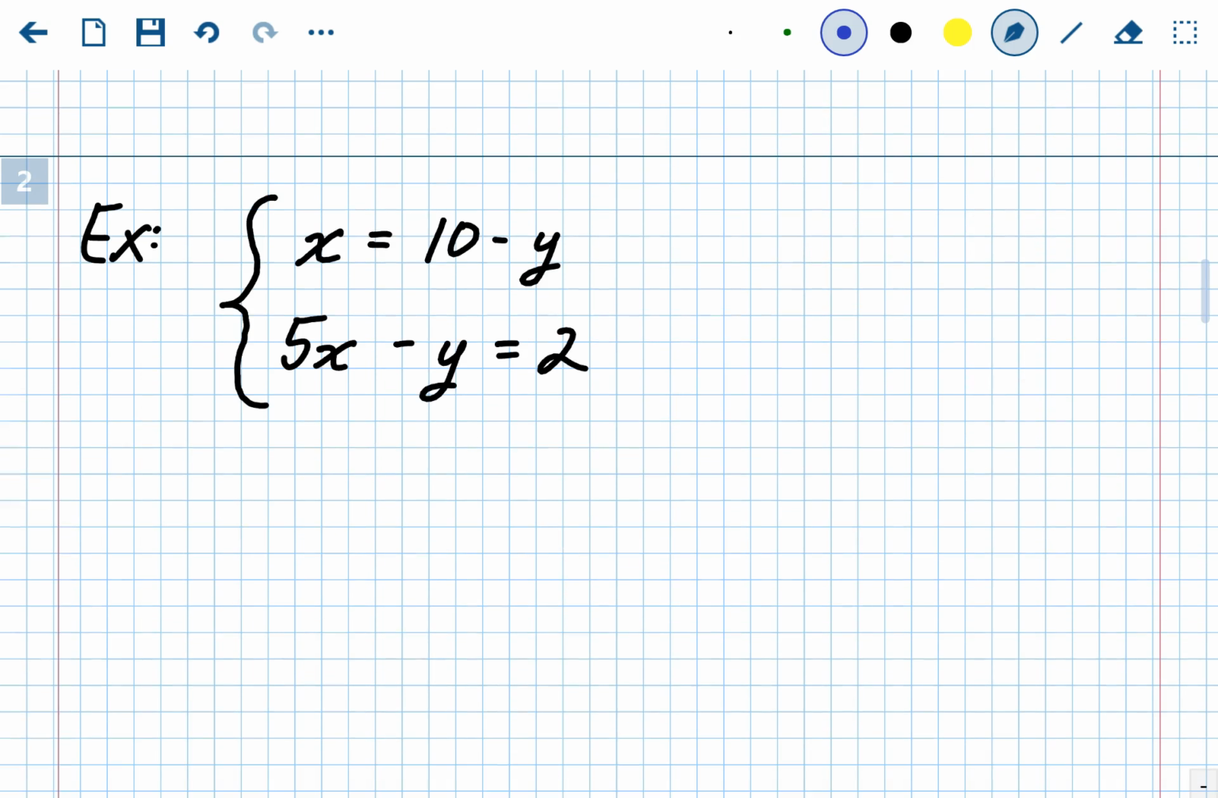Alright, so I got a system here. Top equation is x equals 10 minus y. The bottom equation is 5x minus y equals 2. Okay. Well, let's just run through the steps.